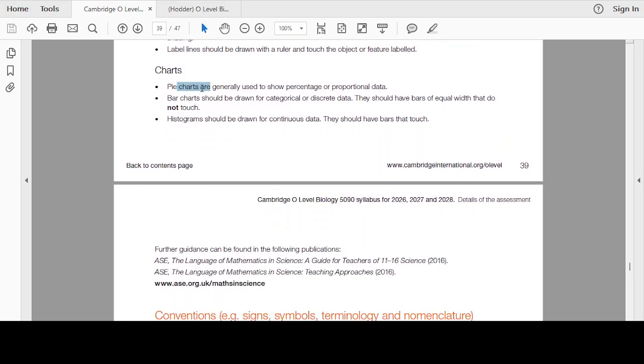Pie charts are generally used to show percentage or proportional data. Bar charts should be drawn from categorical or discrete data. They should have bars of equal width that do not touch. Histograms should be drawn for continuous data. They should have bars that do touch.